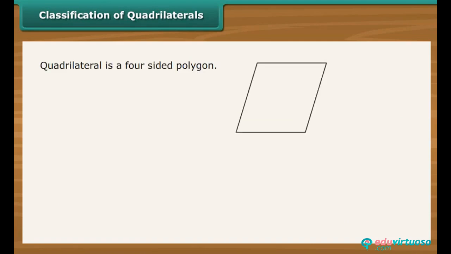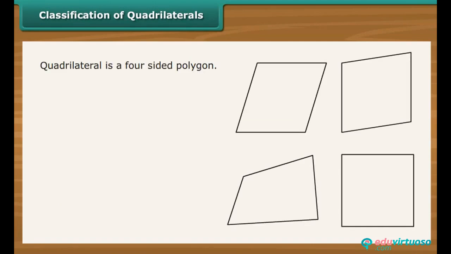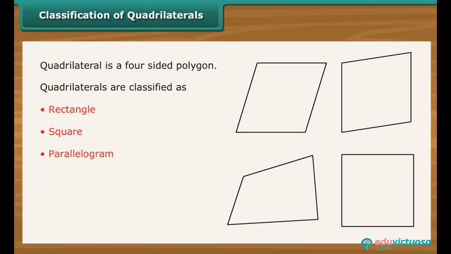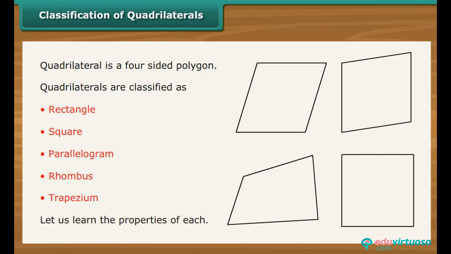Classification of quadrilaterals. A quadrilateral is a four-sided polygon. Quadrilaterals are classified as rectangle, square, parallelogram, rhombus, and trapezium. Let us learn the properties of each.